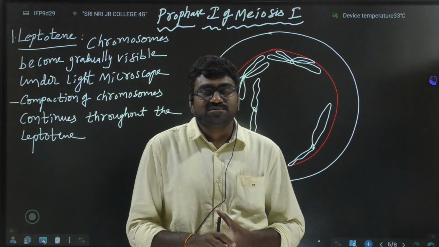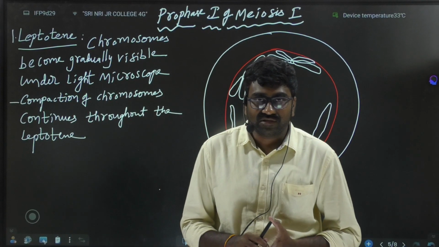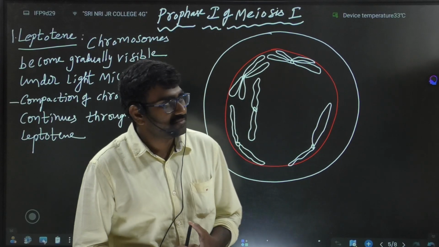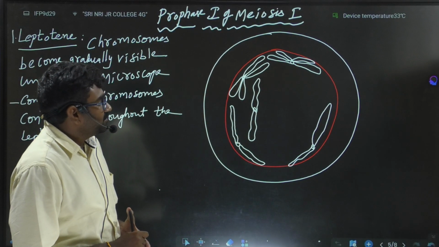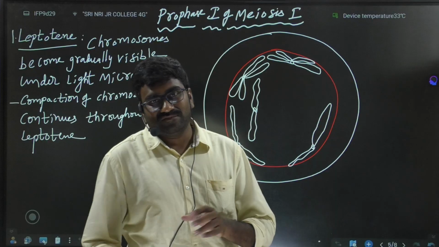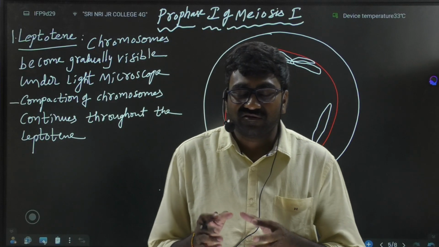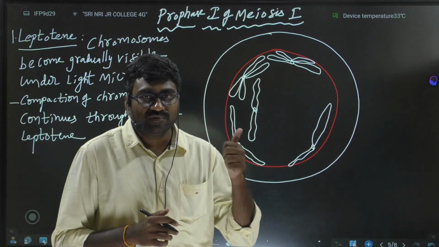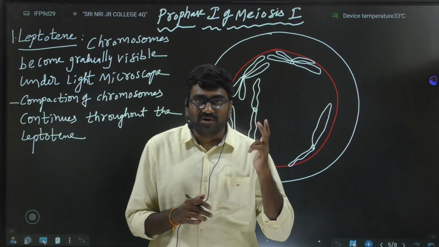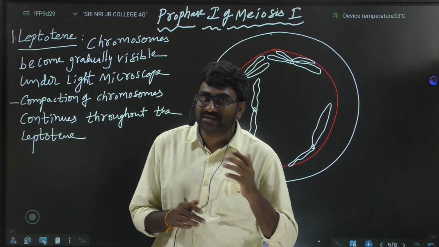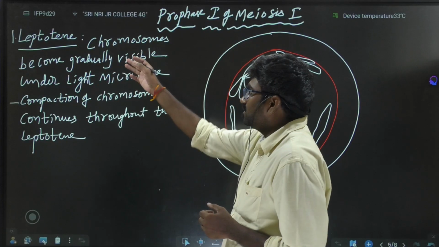Prophase one of meiosis one. This is a very important question in the IP examination. Here, there are mainly five substages in the prophase one of meiosis one: leptotene, zygotene, pachytene, diplotene, and diakinesis. Now let us start with the leptotene.